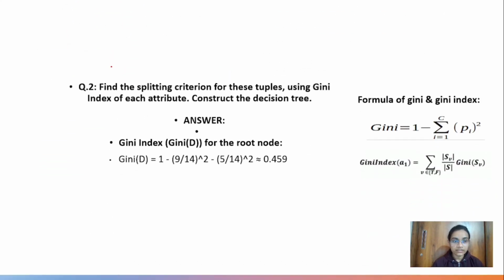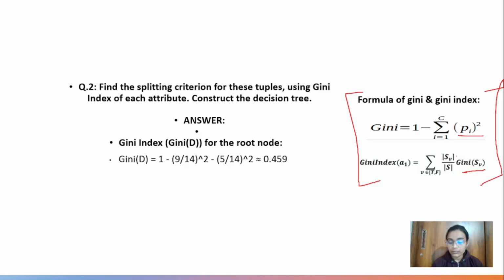Now moving towards the next question. Find the splitting criteria for these tuples using Gini index of each attribute. Construct the decision tree. Here we are supposed to find the splitting criteria with the help of the Gini index approach. The formula for Gini is Gini equals 1 minus summation of P of i whole square, where P of i is the probability of the ith class. And to calculate the Gini index, the Gini of each individual class is multiplied by its proportionate value.